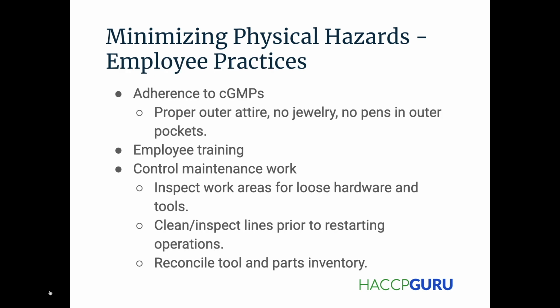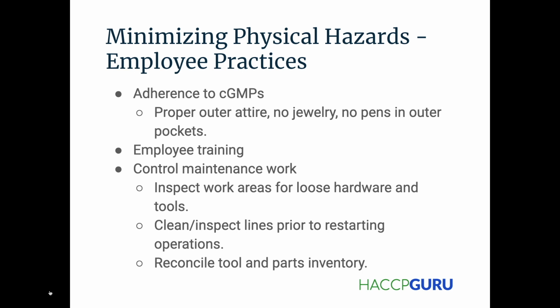So when it comes to minimizing physical hazards, you also have employee practices. That means making sure employees are adhering to the GMPs, including the type of clothes they wear, all the way to the jewelry. Some people like to wear their engagement ring or their marriage ring, right? They need to make sure there are no stones falling out into the product while working, no pins in the outer pockets, stuff like that.